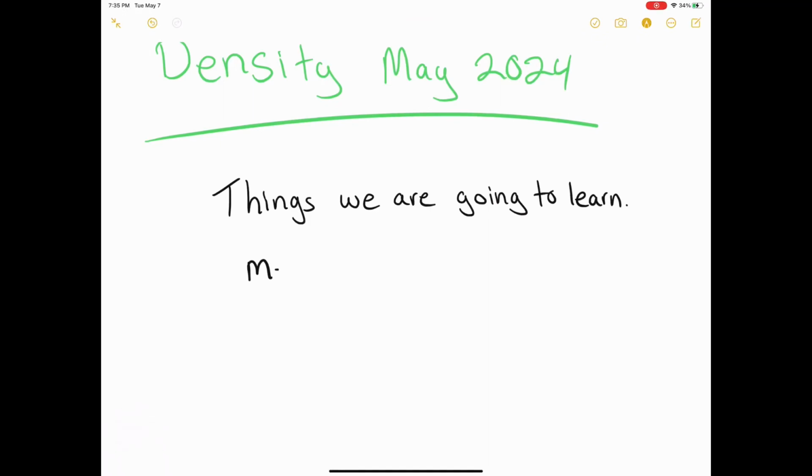We're going to go over the stuff that we're going to learn about density. You don't need to write this part down. So, write density at the top, but what you don't need to write down: measure the mass in grams. That's one of the things we're going to do. I'll show you how to do that on a balance.